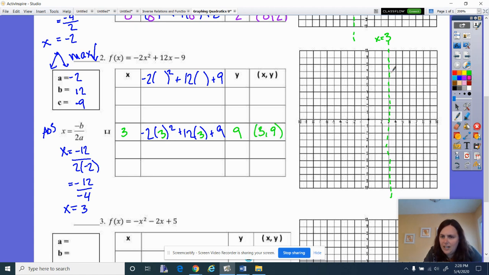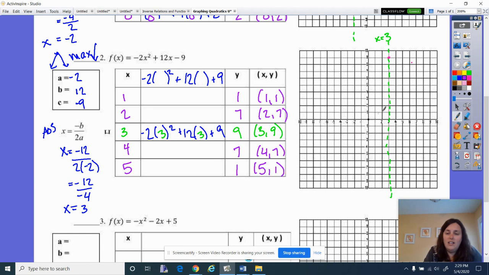So 3, 9 is up here. There we go, is 3, 9. Okay, now I need my 2 to the left, so 2 and 1, and I need my 2 to the right, so 4 and 5. And when I plug all of those in, what I'm going to get is 1, 1, 2, 7, 4, 7, and 5. When I plug in 5, I get 1. So I have these ordered pairs here.